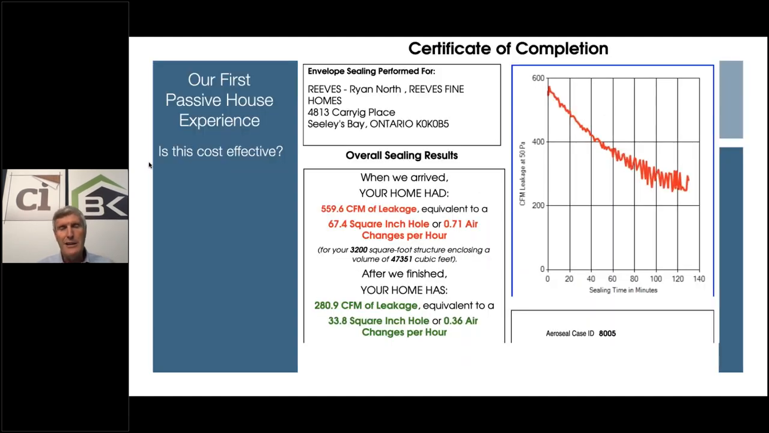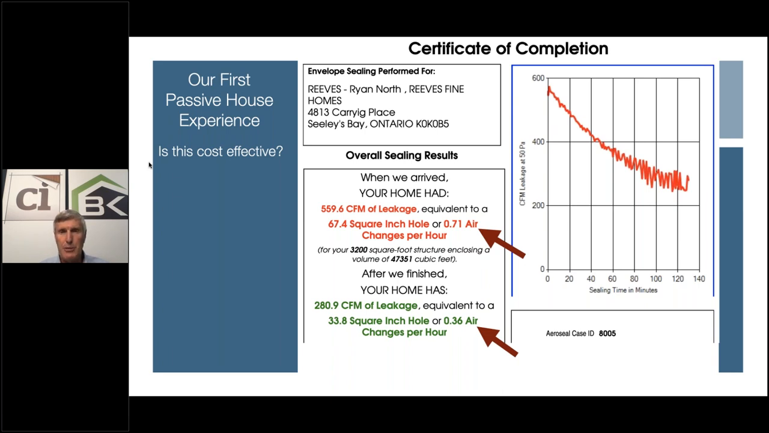So pretty powerful. This is passive house. I don't know on this call if there's anybody interested in passive. I'll be interested to take questions on that if anybody has some experience with passive. But this passive house, we took it from 0.71 to 0.36. And here's what you need to know.